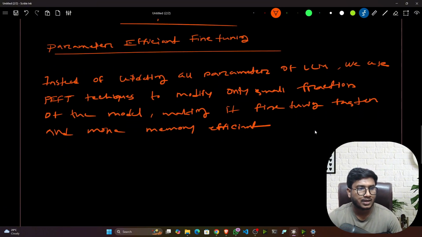That means here, instead of updating all the parameters of the large language model, we use some PEFT technique. Like we have some library like LoRA and QLoRA. I'll be also discussing about it. Actually, it performs something called quantization, and that's how you can reduce the model parameters, and you can fine tune the model, okay, with the memory efficiency and all.